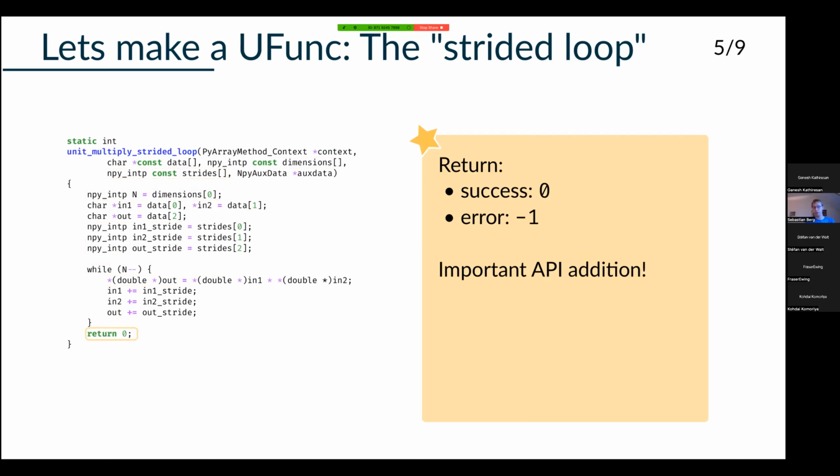Finally, an important addition, maybe it seems like such a small addition. We have a return value with 0 for success and -1 for error. NumPy did not used to have a return value on UFuncs, which is a problem if you have errors and you want to signal errors, things get awkward. So now this addition exists finally.